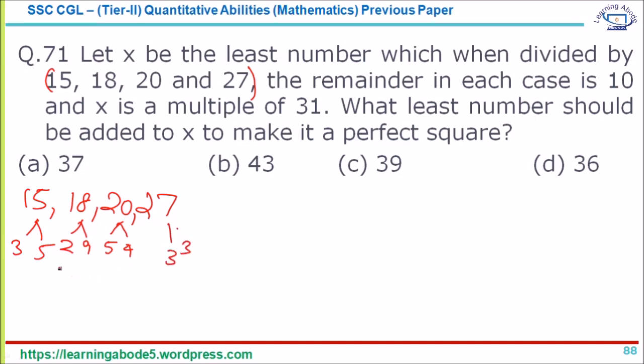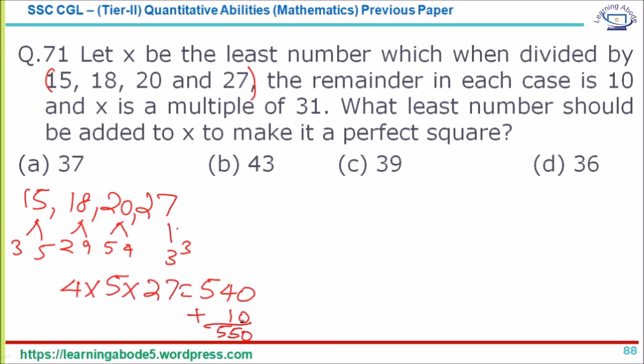Okay, now when you want to take the LCM, you can write it as 4 into 5 into 27. Now that's 540, the LCM. Once you get the LCM, you add 10 to that. Now that number, 550, is the least number that will give you the remainder 10 in each of the cases.